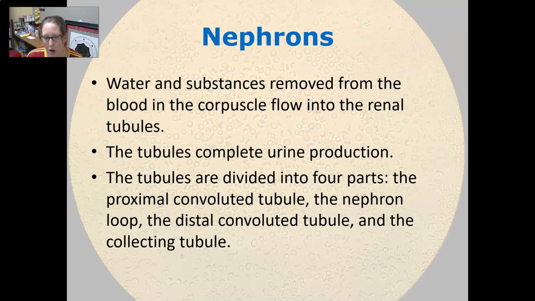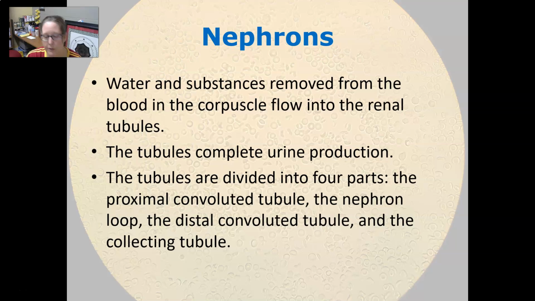The tubules are divided into 4 parts. There is the proximal convoluted tubule, which is proximal, or closest, to the glomerulus. So we have the glomerulus, then the proximal convoluted tubule. Then we have the nephron loop, which loops down into the pyramid and back up. Then the distal convoluted tubule, and then the collecting tubule. The collecting tubules also loop down into the pyramids. Only part of the nephron loop goes all the way down. It depends also on the location of the nephron.